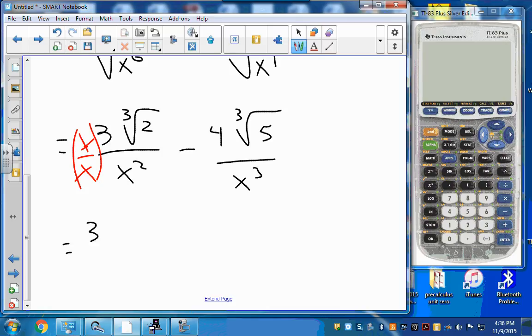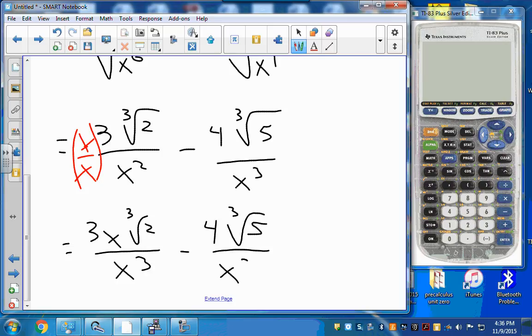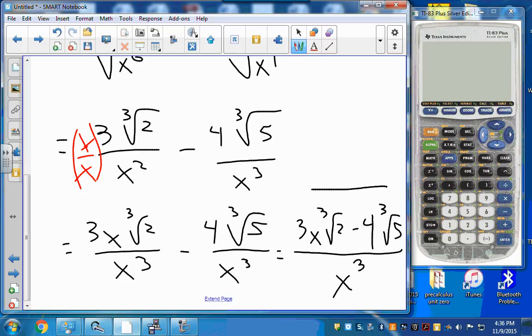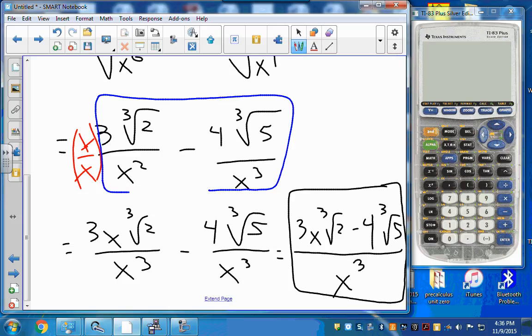I've got 3x cube roots of 2 over x cubed, take away 4 cube roots of 5 over x cubed. There's not much I can do. The common denominator is x cubed, and I have 3x cube roots of 2, take away 4 cube roots of 5, and that's about as best as you can do. Okay. I suppose it wouldn't be bad to leave it this way. That's certainly acceptable as well. Again, check the answer in the back of the book, see what the author has.